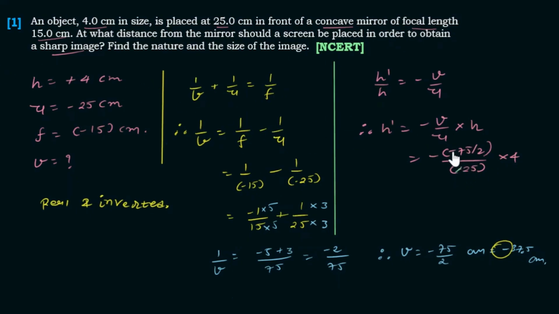This minus will be cancelled with this minus. 25 threes are 75, 2 twos are 4. So 3 into 2 and this minus sign, we will have minus 6 centimeter, the size of the image. So this is our answer.